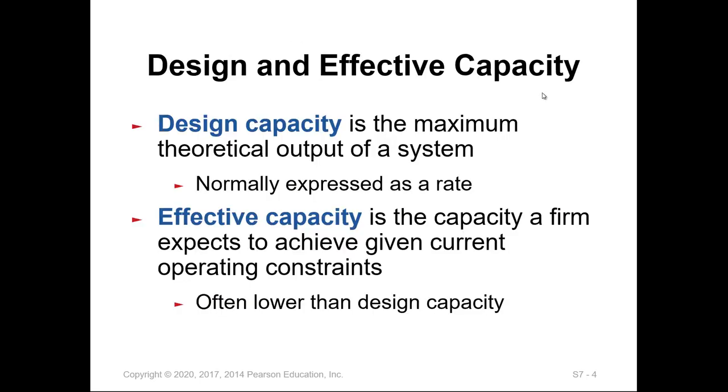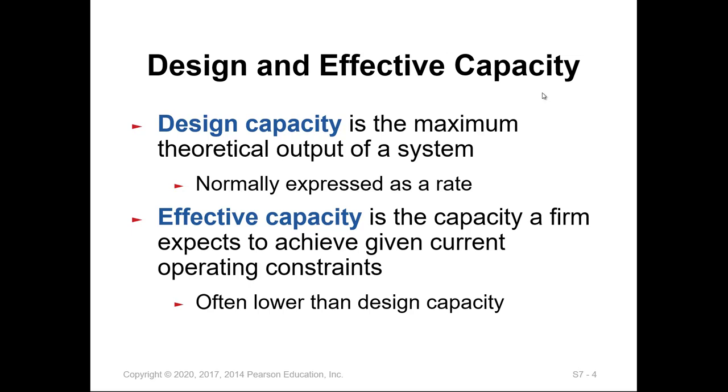Usually we design capacity to be the maximum theoretical output of a system expressed in rate. But actually most of the time the maximum capacity cannot even be reached. Then how is it done? The company or the firm has to define and measure their own capacity.